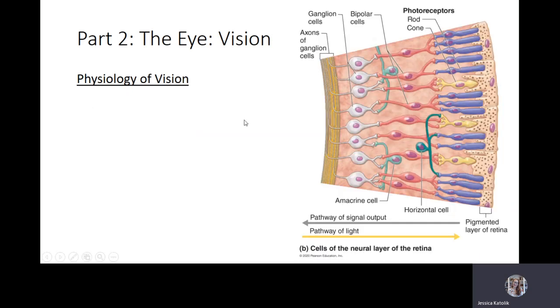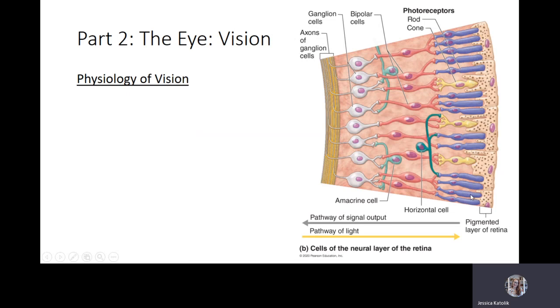We said that light came in this way, and it would hit the photoreceptors, which are close to the posterior part of the retina. The photoreceptors are going to detect that light and convert it into an action potential that can be carried through neurons in the central nervous system.